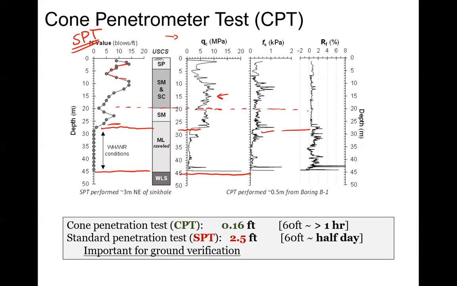Cone penetration testing also can happen much quicker. A standard penetration test, usually to get a 60-foot boring, in Florida will generally take about half a day to do just one boring. For a cone penetration test, you're literally just poking the hole down and pulling it back up, and that's it. So you can do those tests very, very quickly.